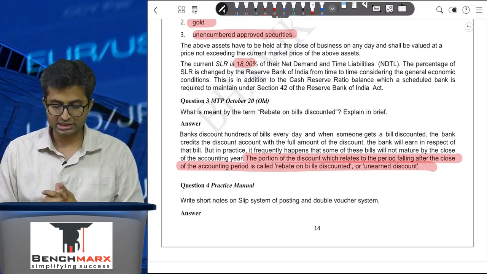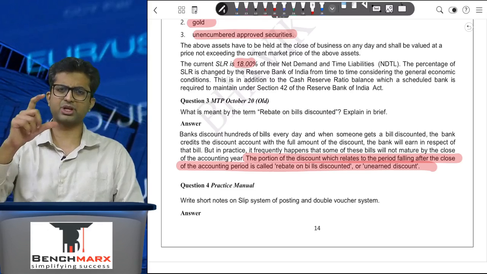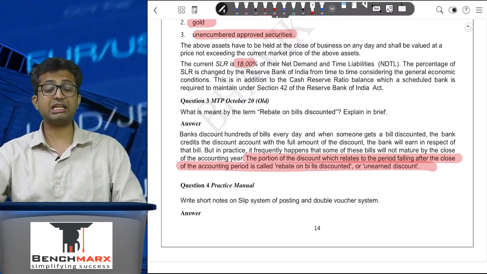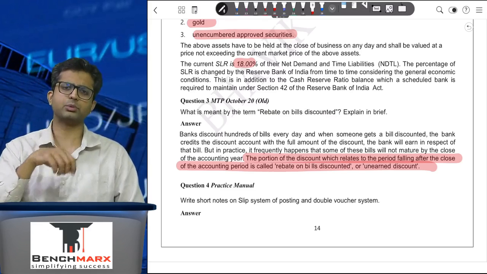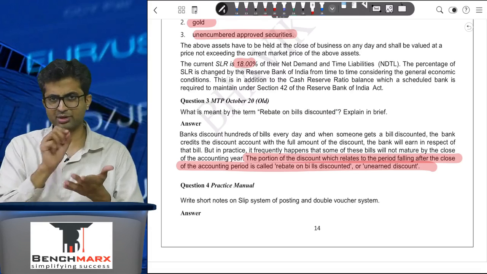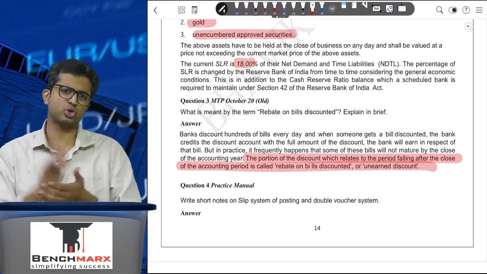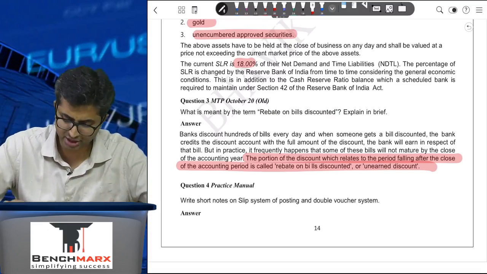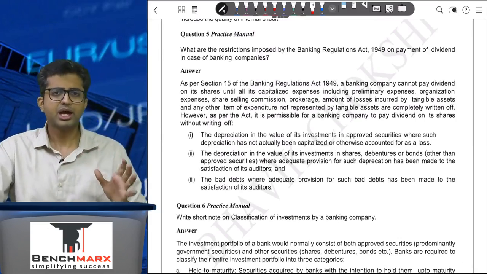Short note on slip system and double voucher system. This is just a generic point. Slip system is when the records that you maintain are directly through the slip that the customer fills in. For example, if you have gone to banks to deposit checks or withdraw cash, etc., the customer fills a pay-in slip. There are two copies. One is a copy that is with you. One is a copy that goes to the banker. In the slip system of posting, you will directly post from the slip that the customer gives.